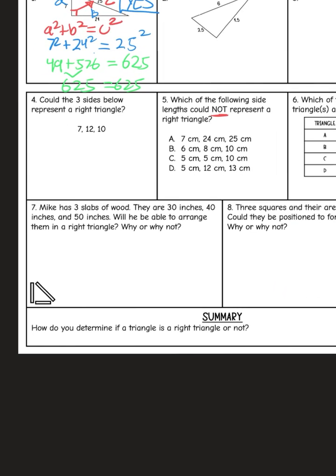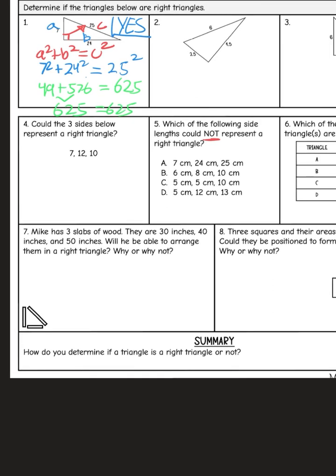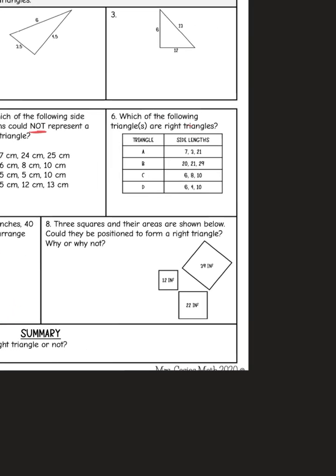Lastly, the last 2 problems, or 3 problems. It says Mike has 3 slabs of wood. There are 30 inches, 40 inches, 50 inches. Hint, hint, hint. You're going to need to do something like draw a picture. Okay? So maybe you can use this one here. But if I were you, I'd make a bigger picture. That's my hint there. And on number 8, it says 3 squares in the areas are shown below.